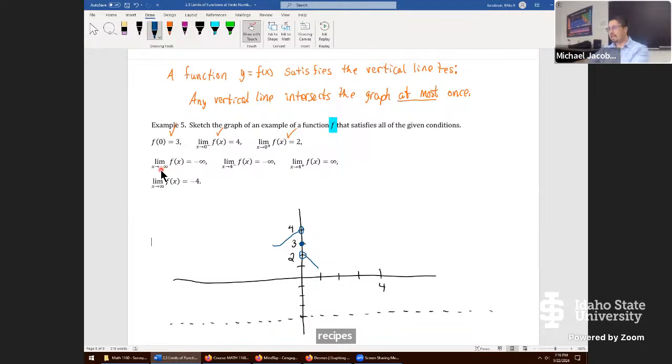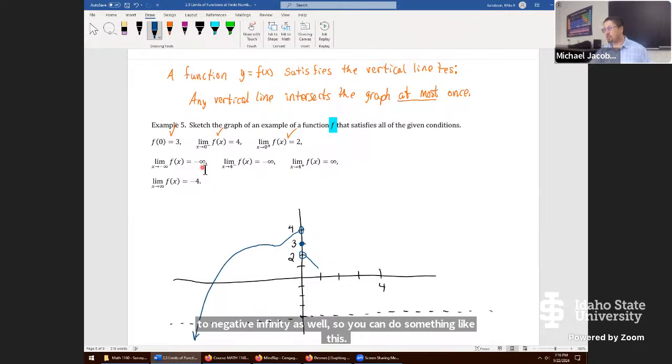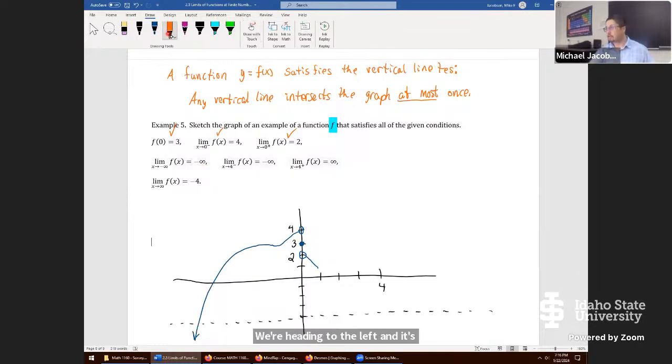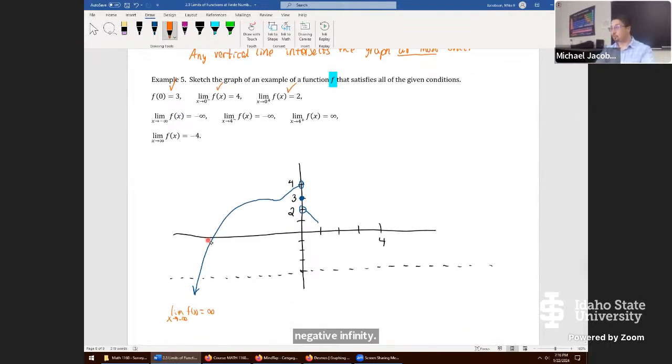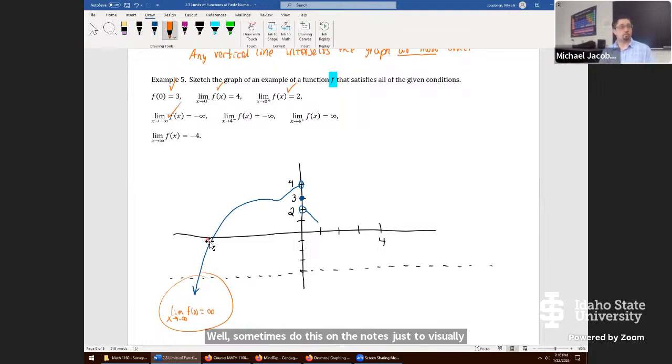This one is saying that as x heads towards the left, going towards negative infinity, the function goes to negative infinity as well. So you can do something like this. We're heading to the left, and it's eventually just going to dive bomb. For this one here, for the sake of making it clear why this is there, let's write out lim x goes to negative infinity, f of x equals infinity. You absolutely don't have to do that on your work, whether it's a quiz or exam. I'll sometimes do this on the notes just to visually show where this limit that we're checking off actually went.